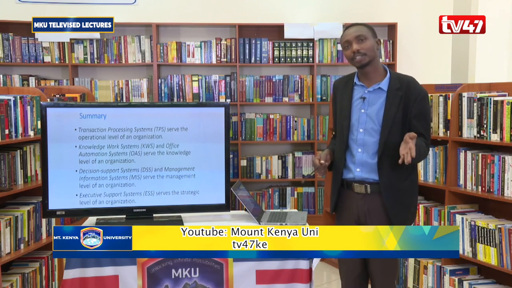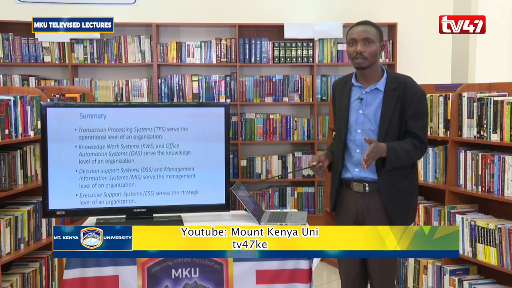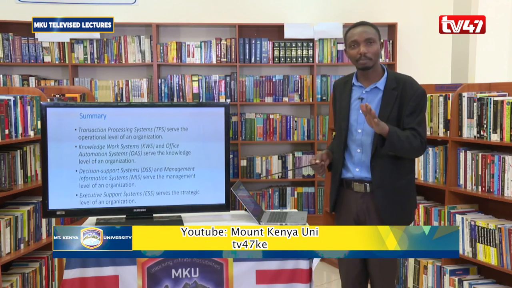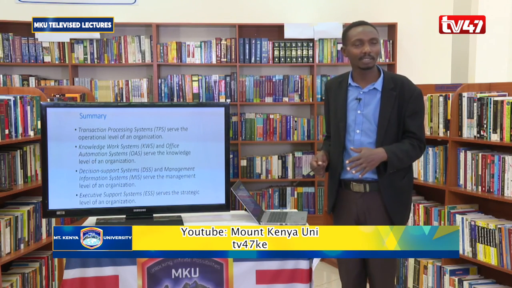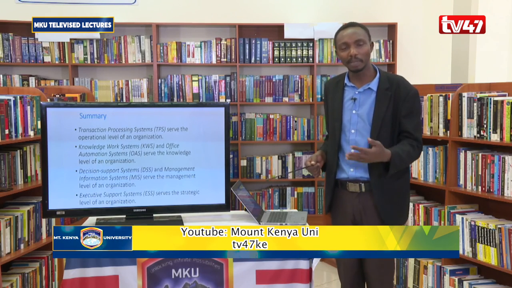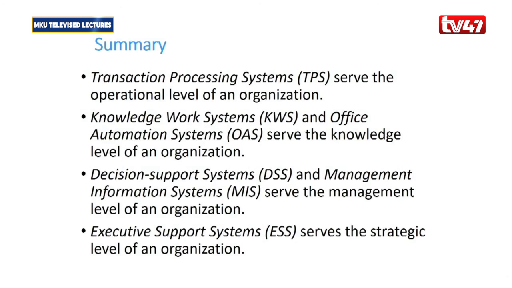If it is the operational level, we talk of the transaction processing systems. For daily operations, daily sales, selling a book, selling a pen in the supermarket, and so on. That's the transaction processing system. Making a payment in a bank, and so on. That is a transaction, daily transaction.